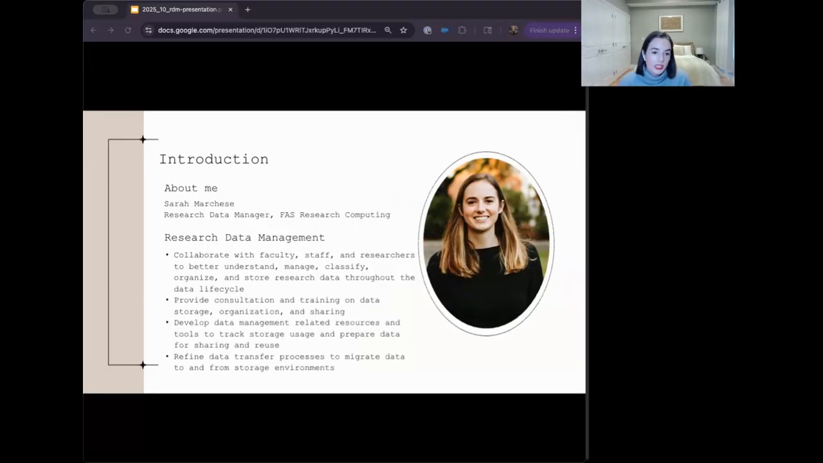I work with faculty, staff, and researchers across FAS and other Harvard schools to better manage research data throughout the data lifecycle. I also offer trainings and consultations on topics including data storage, data organization, and data sharing. And I help to develop data management resources and tools that can help you track your storage usage and prepare your data for sharing and reuse. I've also been working with a few different vendors over the past several years to develop and refine data transfer processes, assisting researchers with data cleanup efforts and migrating data through the life cycle from active to long-term storage.